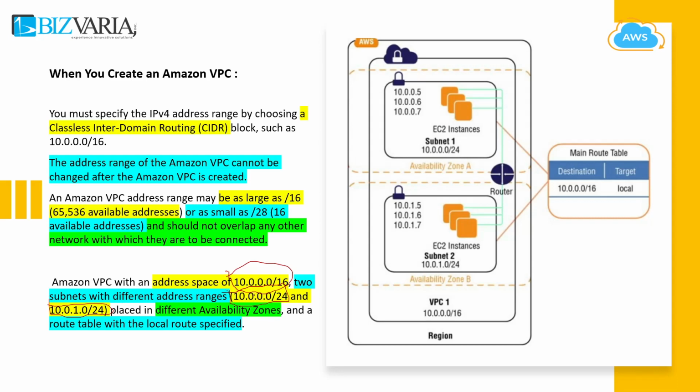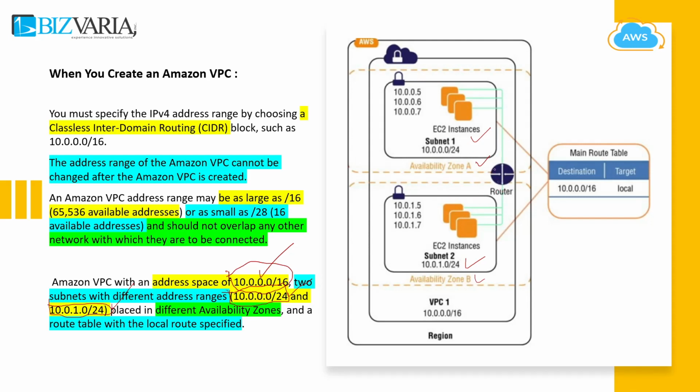Look at this. This is 10.0.0.0 and here is 10.0.1.0. So within this VPC, you can have a subnet of this size, and this size. So look at the right hand side. This picture is showing subnet 1 has this range, and subnet 2 has this range, one in availability zone B and one in availability zone A. You can have the two subnets in the same availability zone, but in this illustration they are showing it this way.